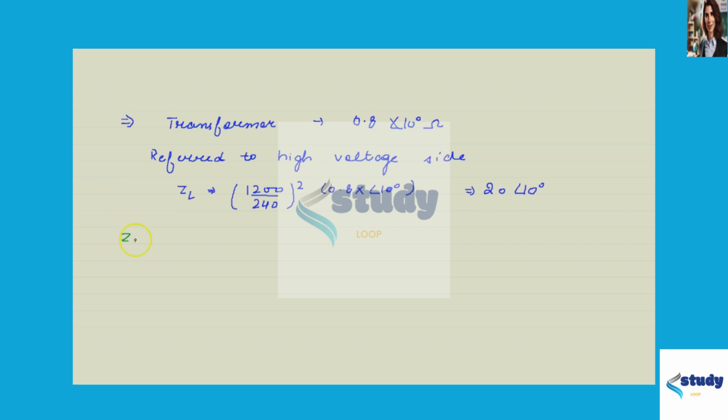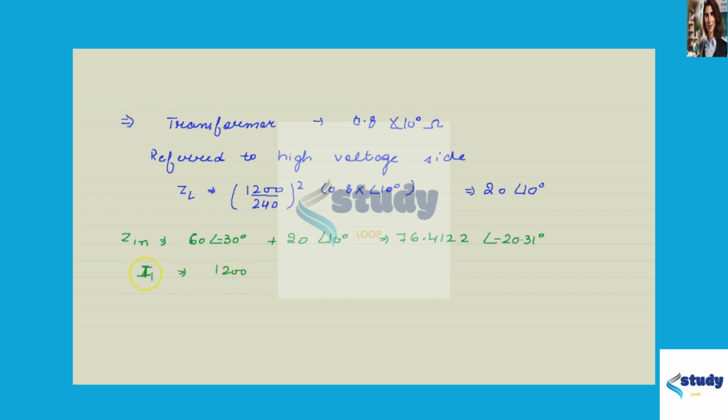Next we will write the value of Z input. The value of this is 60∠30° plus 20∠10°. The value of this can be written as 76.4122∠20.31°. Now we will write the input current.